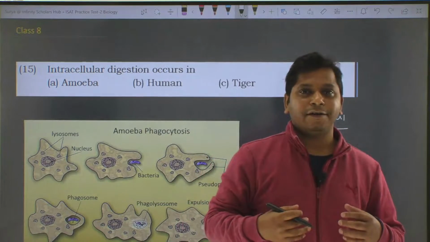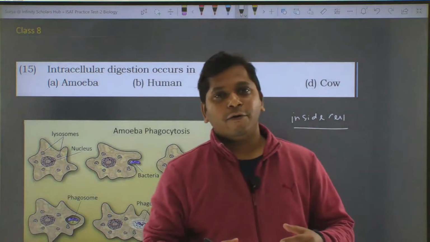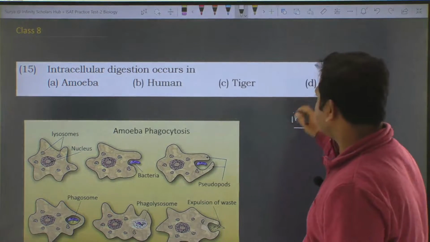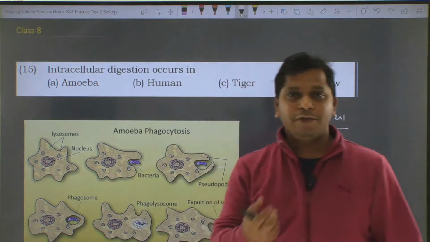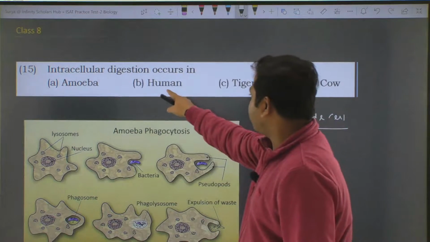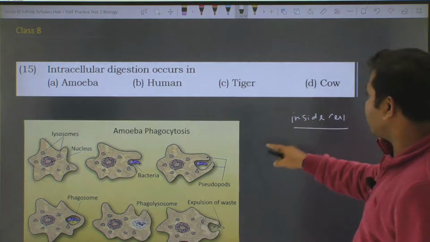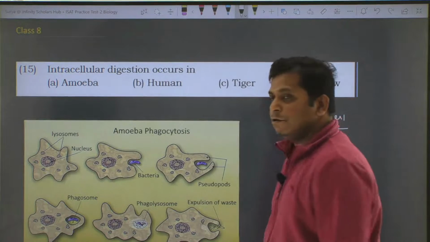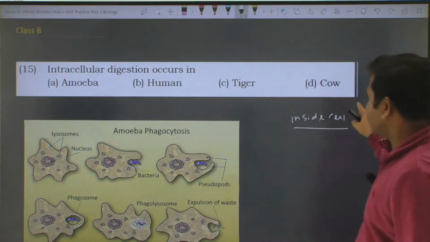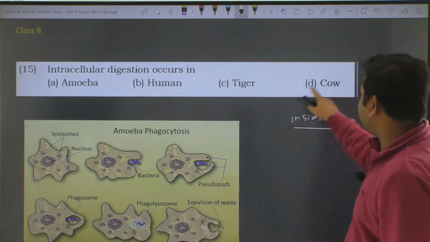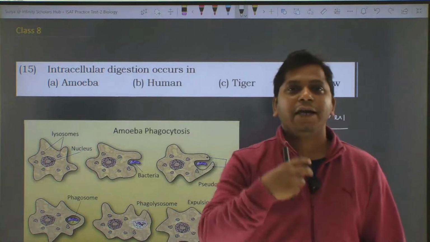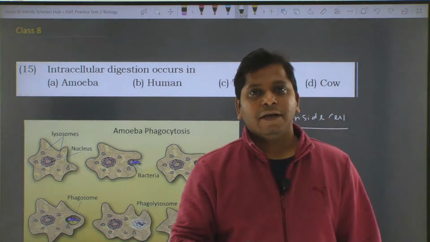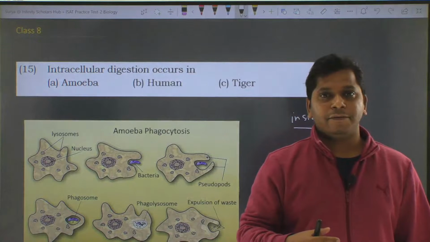As we know, digestion in all mammals, especially human beings, okay, so there are some choices given here. Amoeba, which is a unicellular organism. There are some multicellular organisms also given in the choices: human, tiger and cow. All these three organisms, human, tiger as well as cows, have the alimentary canal, and the digestion takes place inside the alimentary canal itself, okay.